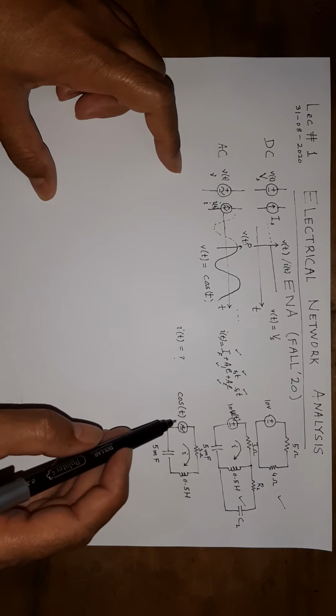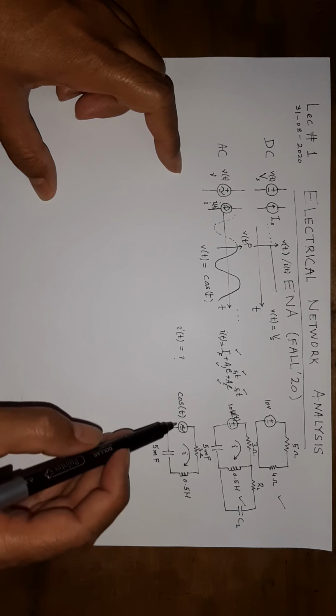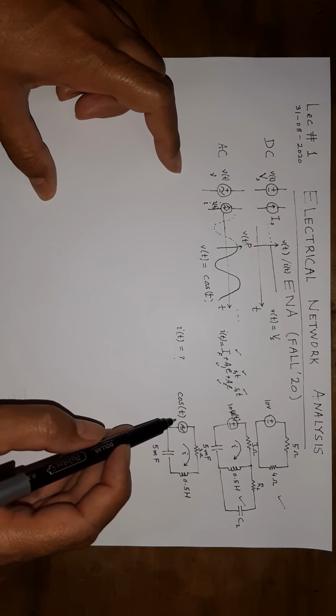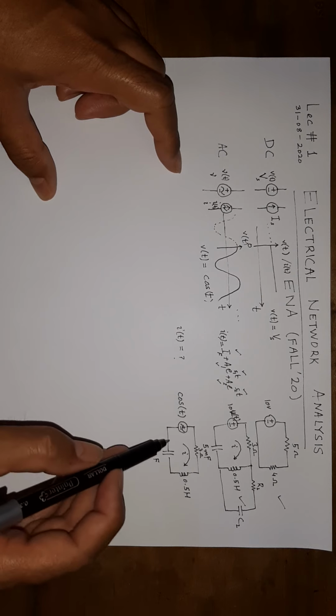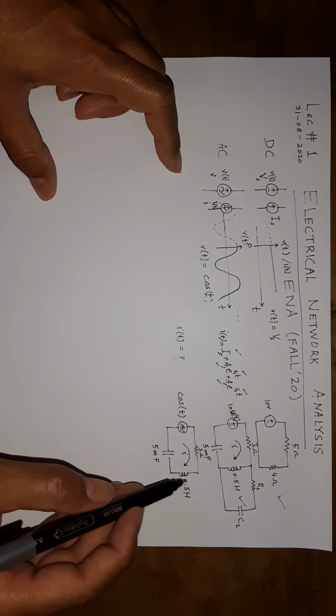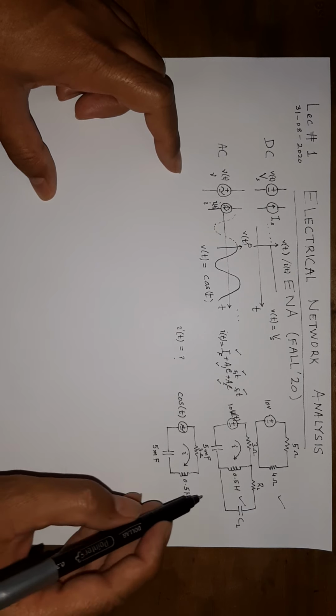But we will begin with the analysis of circuits where the circuits have AC sources and any or all of the RLC components, and such circuits or networks can be entertained as well.